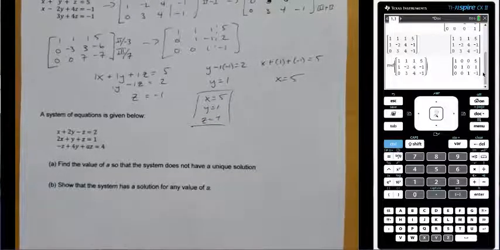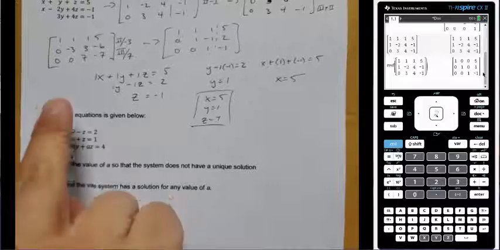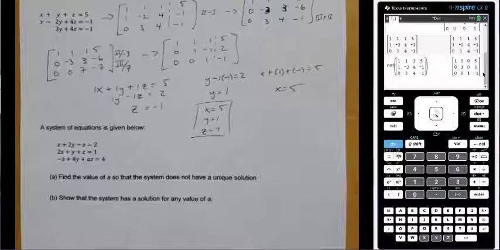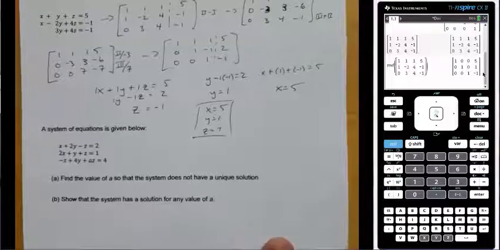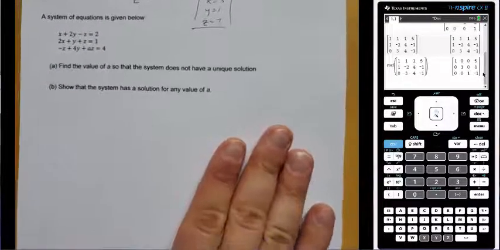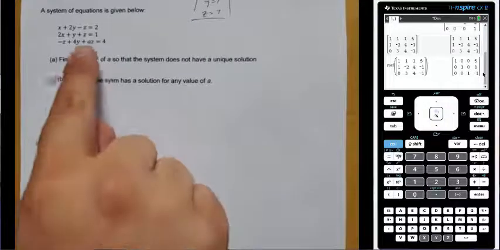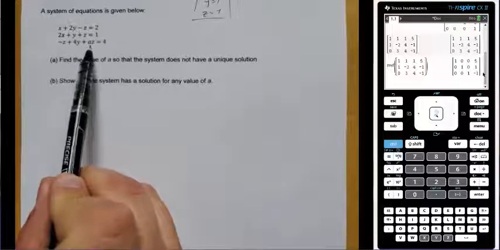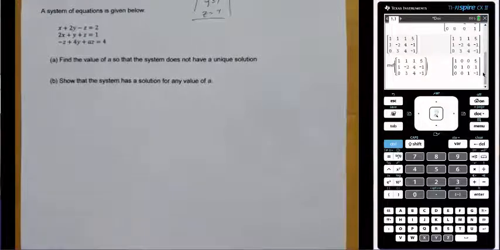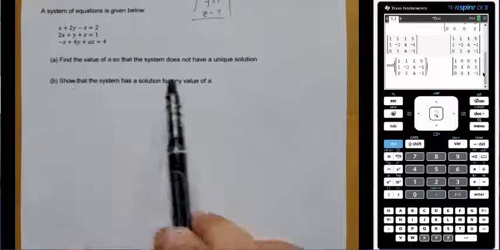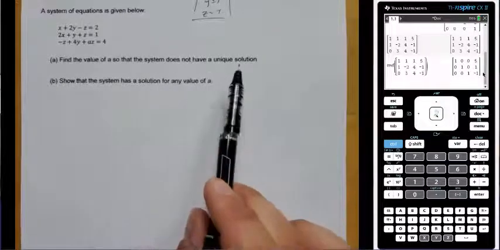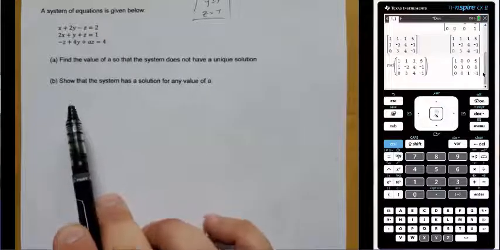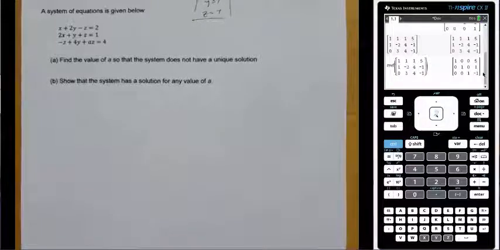So this reduced row echelon form is great if you need to solve a system of equations that you already know all the coefficients for. It's not so great for examples like this final one, where I have a system of equations given here, and note that I know all the coefficients except for this pesky one. There's an a here instead of a constant. And the question says find the value of a so that the system does not have a unique solution. And then B, show that the system has a solution for every value of a.